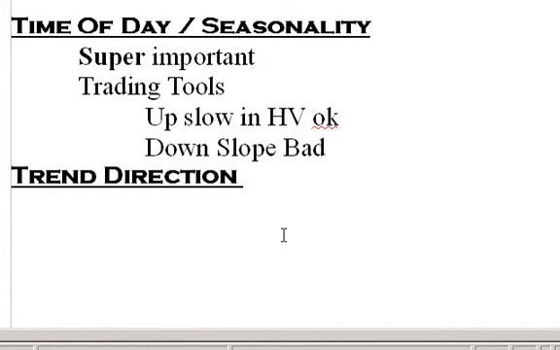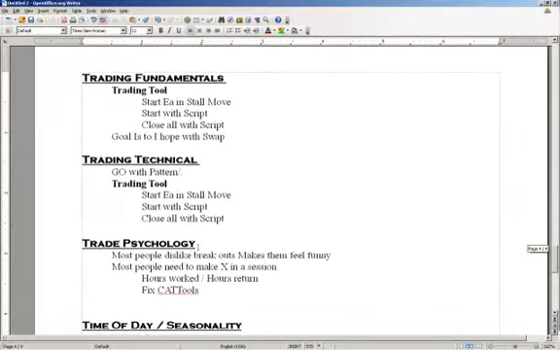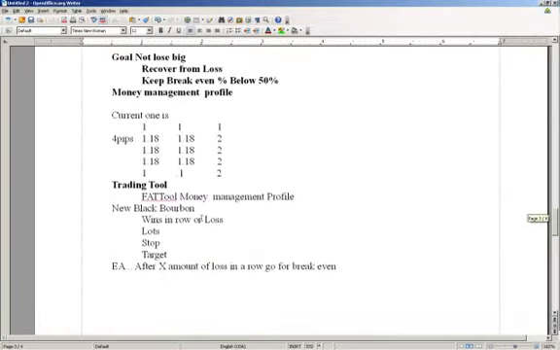The trend direction, we already have it set. We are going with the flow. We're going with the flow of the market, and in this model, we don't care, because we're going with it for the most part. You can use your stall and stop scripts to trade it.